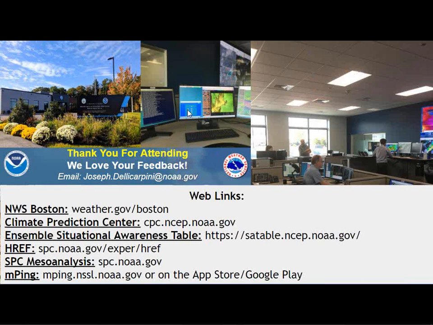So one of the best things we can do to figure out which of these models we should follow more closely is comparing how it's initializing. So I would say look at the NAM 3K and look at the 500 millibar heights, which basically I just want to compare to what I'm seeing on satellite. Looking at the troughs and the ridges. Does the trough line up?